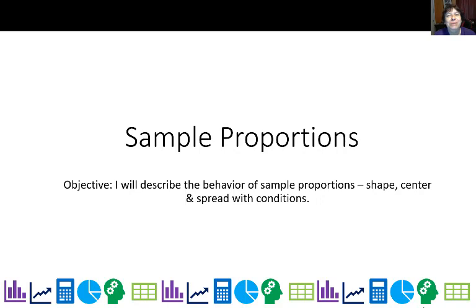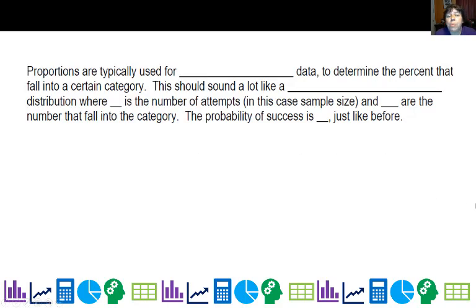Anyways, so speaking of proportions, we will be looking at the behavior of sample proportions today. So we'll want to describe the shape, center, and spread, and actually we're also going to calculate some probability. So proportions are typically used for categorical data to determine the percent that fall into a certain category.